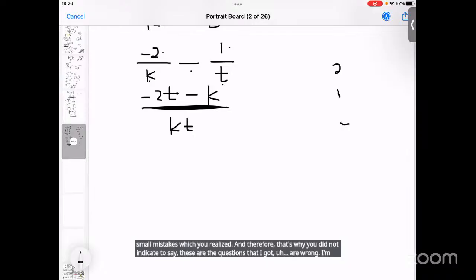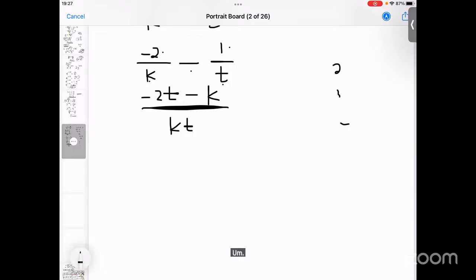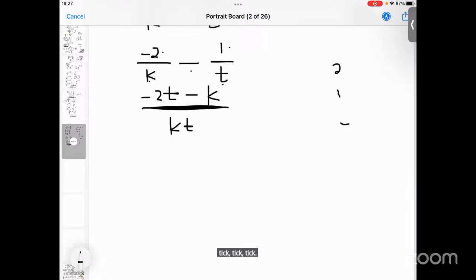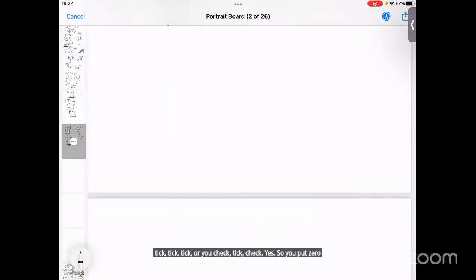I'm not talking about where you say I got 5 correct, I got 4 wrong. I'm talking about that one which says which questions did you get wrong? Not the how many, but which questions did you get wrong? Then you just tick on those, tick, tick, tick, or you check, check, check. Yes, so you put 0, most of you, even though you failed.